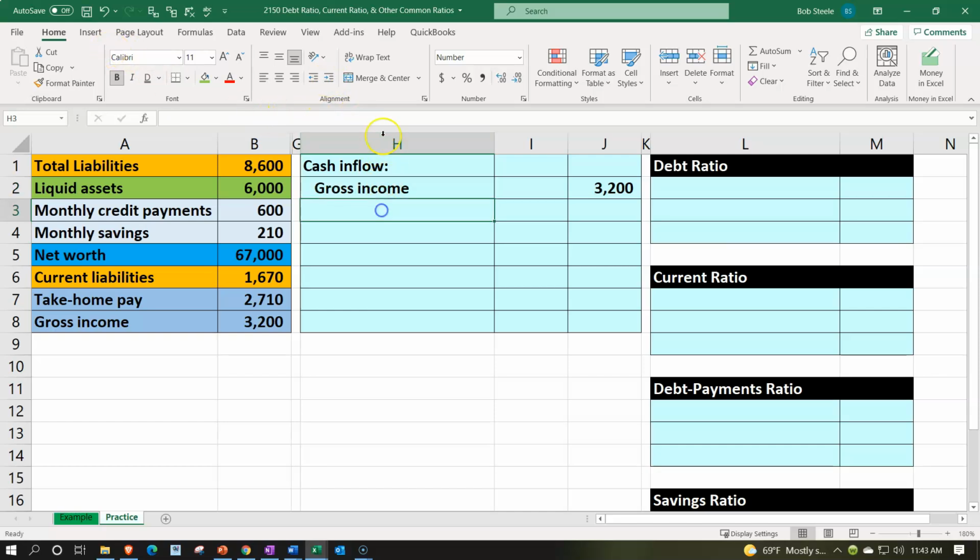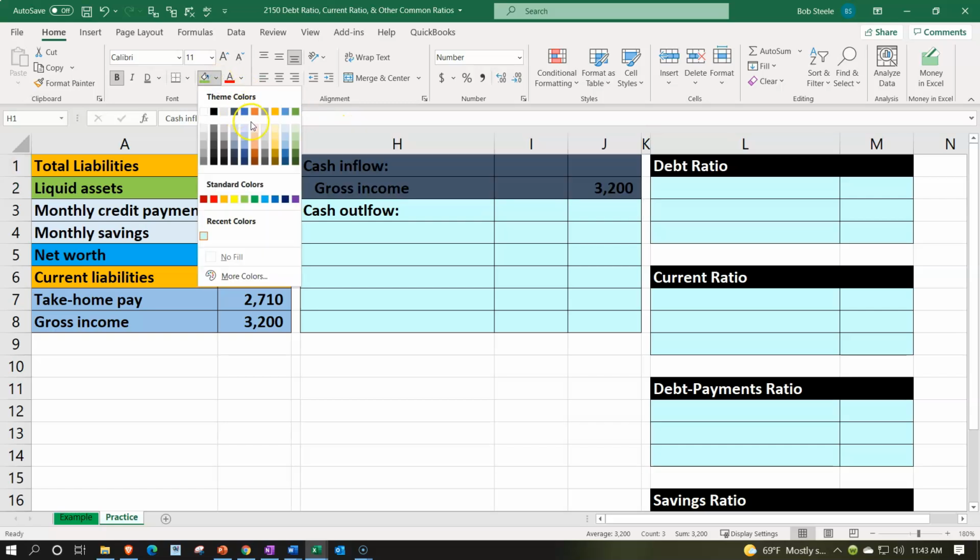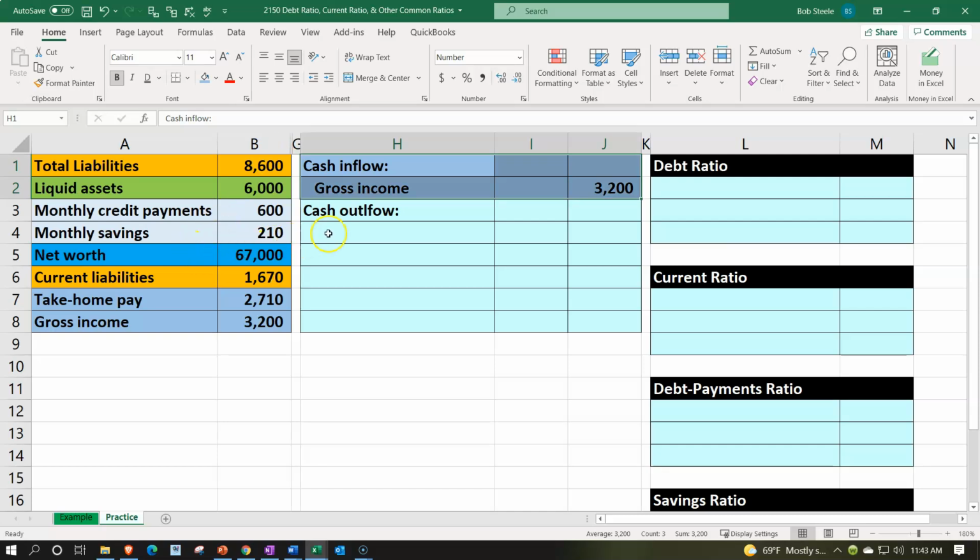And then we got the cash outflows. So I'm going to call this the inflows. I'm going to make this the darker blue, not the super dark blue, which is this one, but the darker blue on the income statement. And then outflows, which is kind of like the expenses. And we have those two funny items: the monthly credit payments and the monthly savings payments.